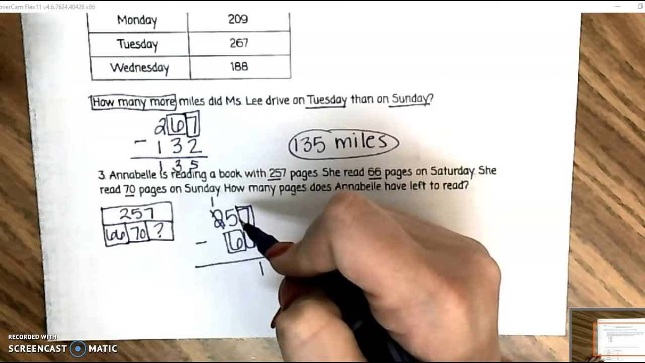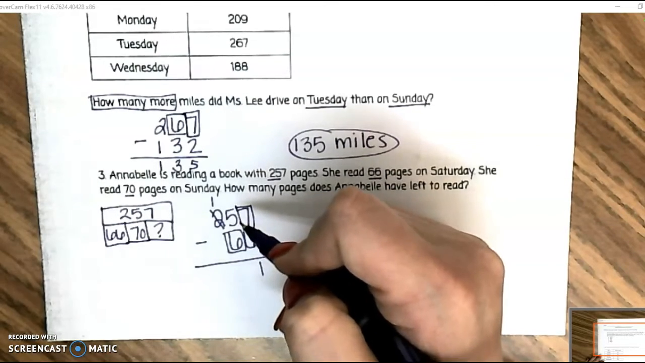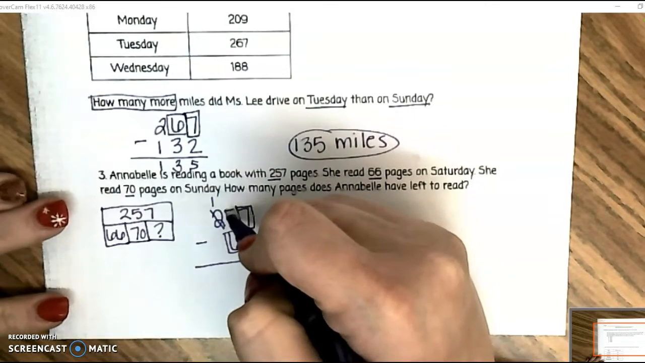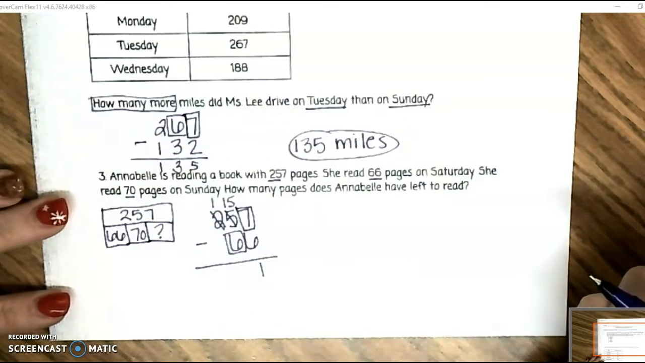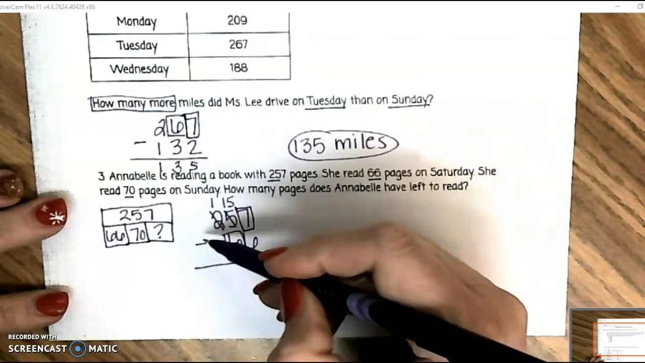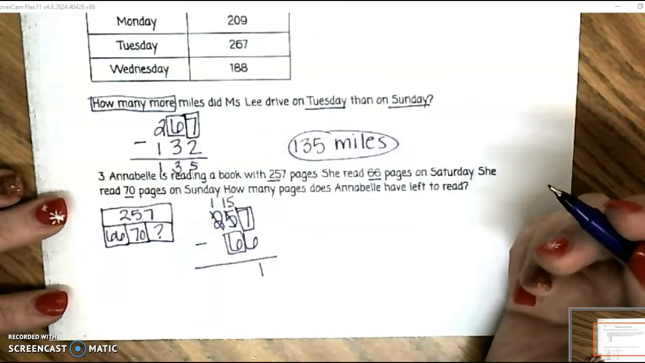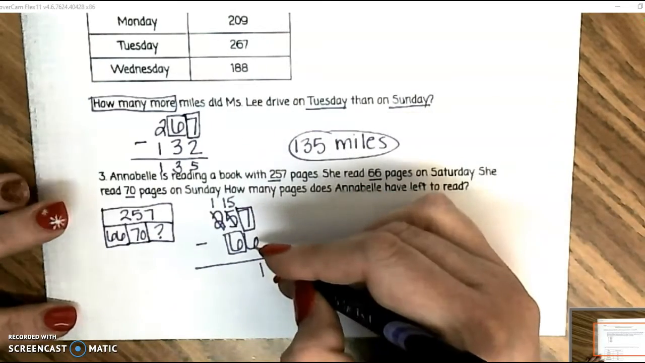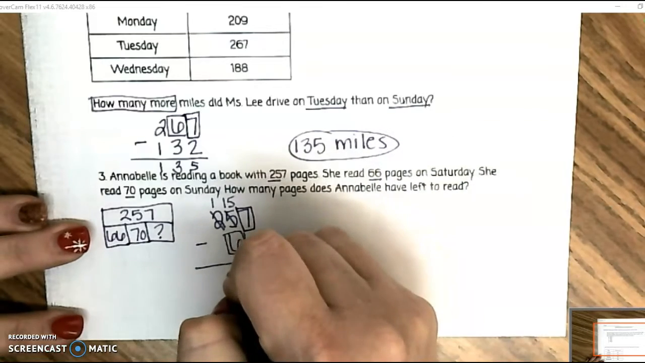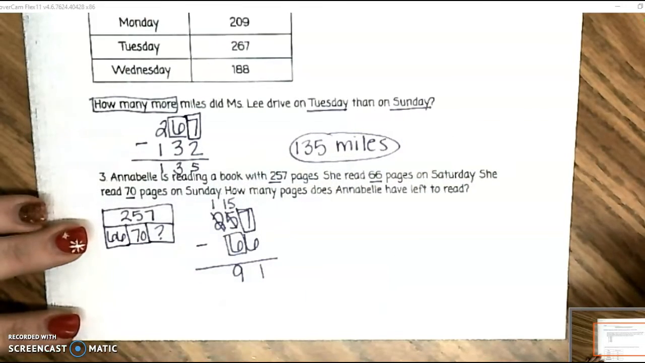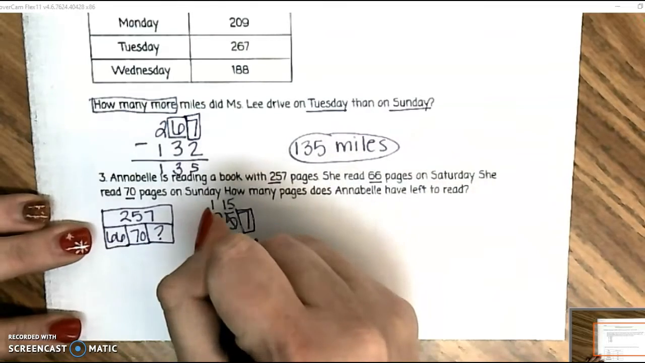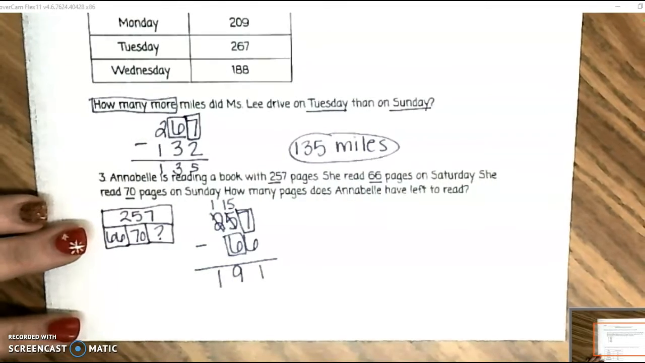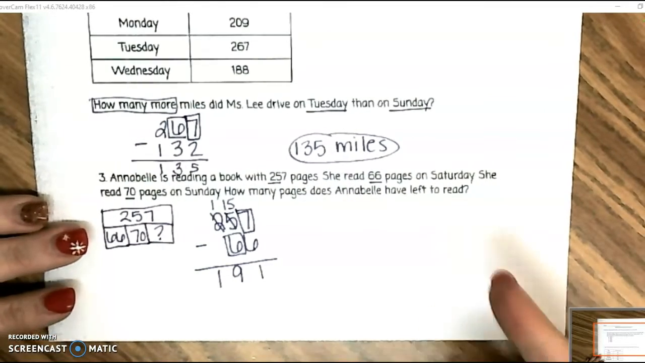So 100 is worth the same as 10 tens. So 10 plus 5 is going to give me 15 tens here. So 15 minus 6, I can solve that now. 15 minus 6 is 9. Okay? And then I just have 1 minus 0 because nothing's there. So 191 pages after she read on Saturday.